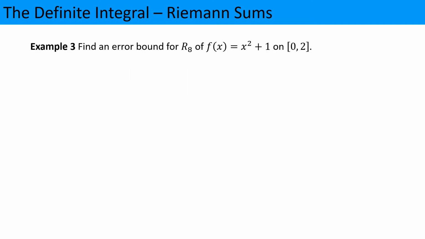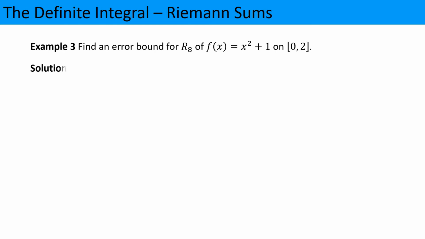Example: find an error bound for R sub 8 of f of x equals x squared plus 1 on the interval from 0 to 2. What this is asking is that if you fit 8 rectangles between 0 and 2 under the curve and above the x-axis, what's the greatest error you can have?